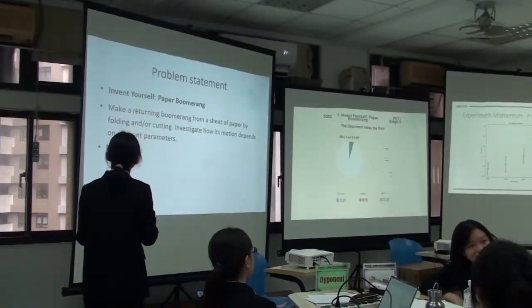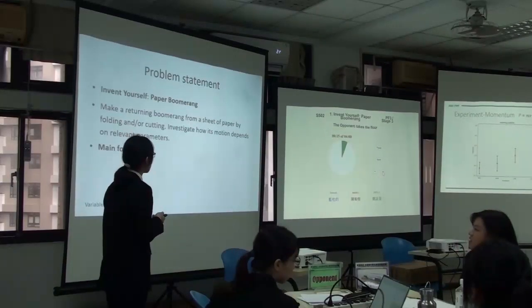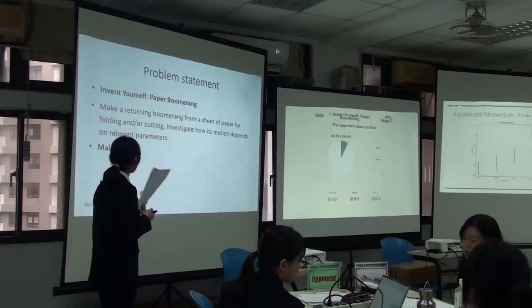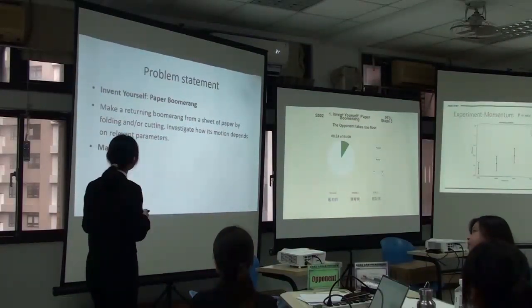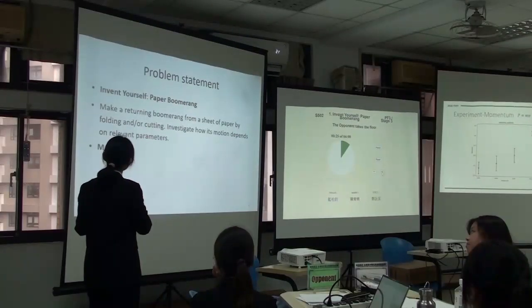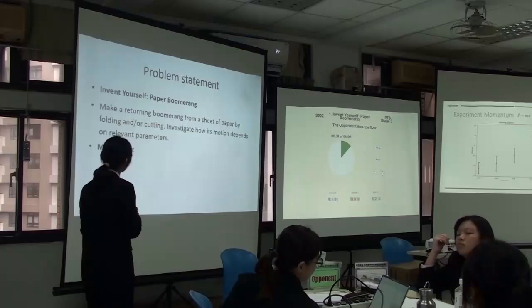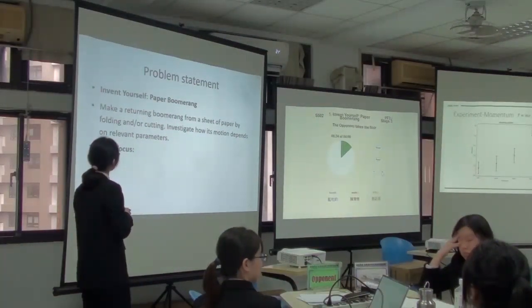So the problem statement is to make a returning boomerang from a sheet of paper by folding or cutting, and investigate how its motion depends on relevant parameters. I think the main focus is the returning boomerang, because the boomerang may return during the motion. The relevant parameters are also a main focus.